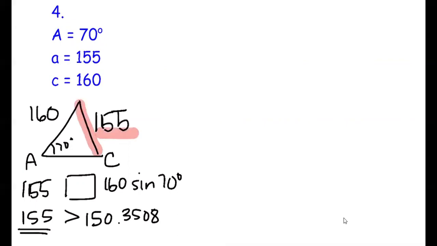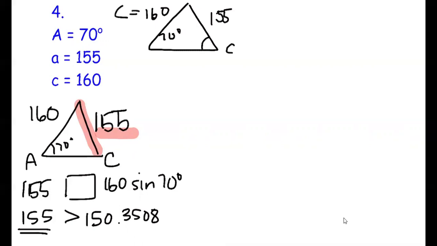And since this side is the small side, it can actually form two triangles. It can either form the obtuse triangle, or the given triangle that we started with. Here are our optional triangles. This is 70 degrees, this is 155, this is 160. So this angle C would be an acute angle, and that's what we'll look for first, because law of sines will always find us an acute angle.